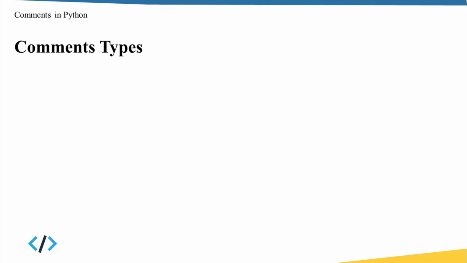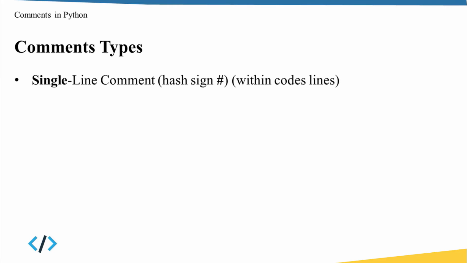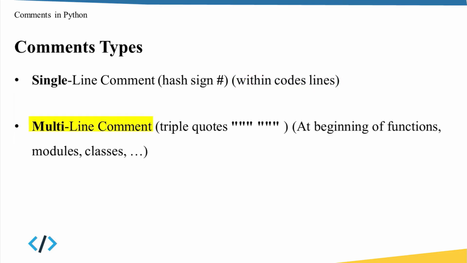Now let's talk about the available comment types in Python. Mainly, we have two types of comments. We have single line comments. I mean we can write this comment only in one line. We use a hash sign to write this type of comment. And usually, we add these comments within code lines. We have also multi-line comments, and usually we use triple quotes to write these comments, and most often we write these comments at the beginning of functions, modules, classes.